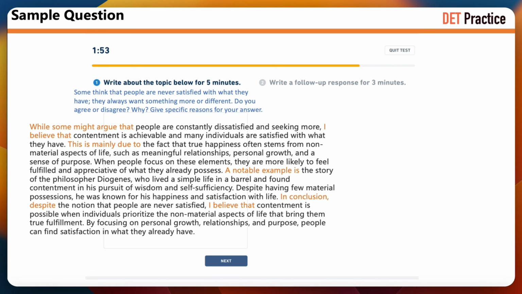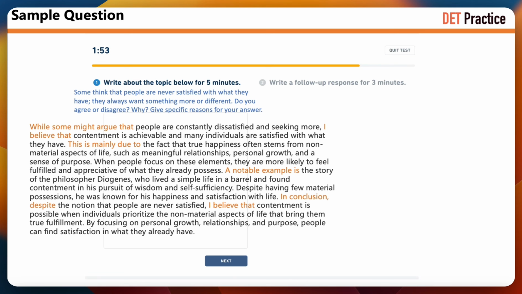An illustrative example follows. A notable example is the story of the philosopher Diogenes, who lived a simple life in a barrel and found contentment in his pursuit of wisdom and self-sufficiency. This historical reference strengthens the argument by providing a concrete instance of finding satisfaction with little.